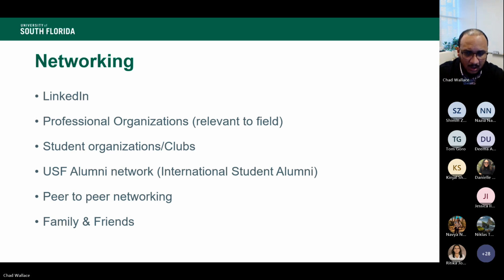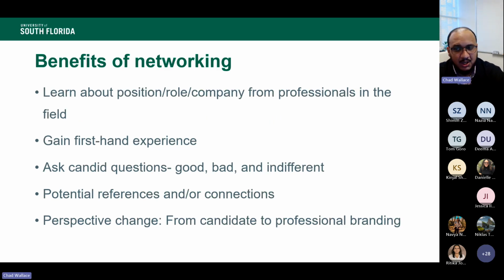Some benefits of networking: you learn about the position, the role, and the company from the professionals in the field. You get industry-specific knowledge that's going to help you in your preparation and ultimately your successful transition into that role or industry. You gain first-hand experiences. What that means is that people can share the good, the bad, and the indifferent of that industry, and you get to ask them questions, like, can you tell me about your experiences in this role, company, or field?